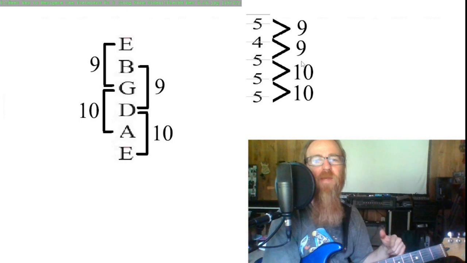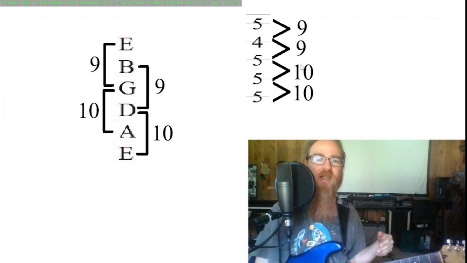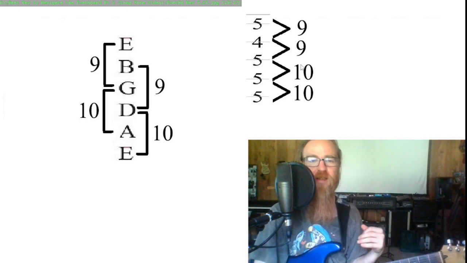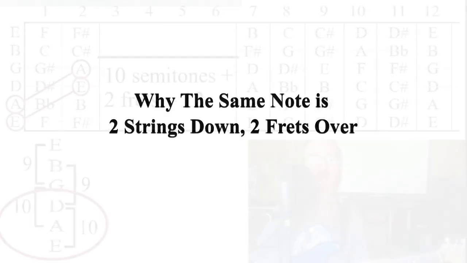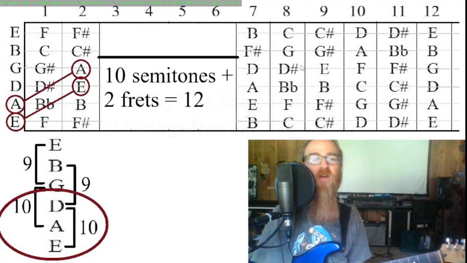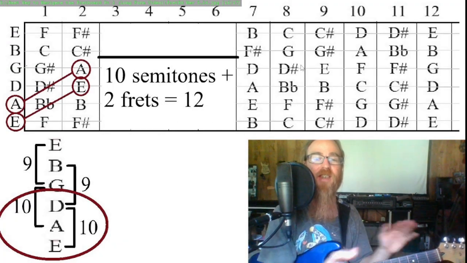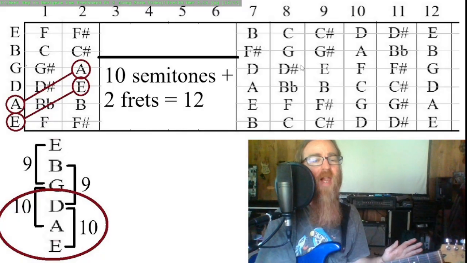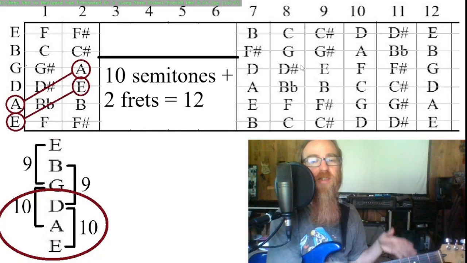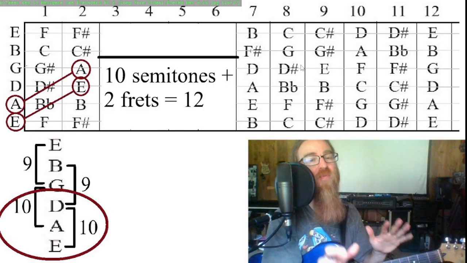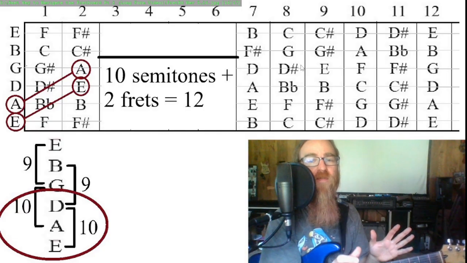And the reason why is because E to D is 10, A to G is 10. D to B is 9, and G to E is 9. And that is why you can have the same note 2 strings down 2 frets over. Because you're getting 10 semitones out of E to D. It's 10 notes, but you gotta have 2 frets over to get 12, which is your octave.